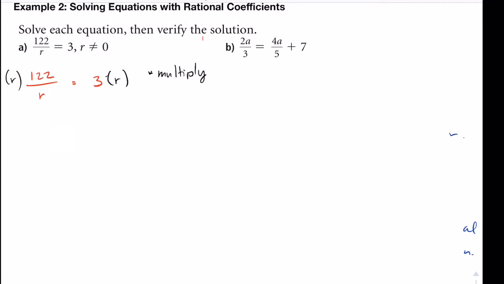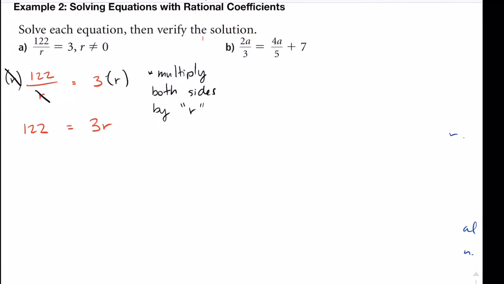Multiply both sides by r. So that's what I did there. I multiply the left side of the equation by r and the right side of the equation by r. Now, I have an r on the top and r on the bottom, which means I can cancel out my r's there. So what I have left is 122 is equal to 3r.